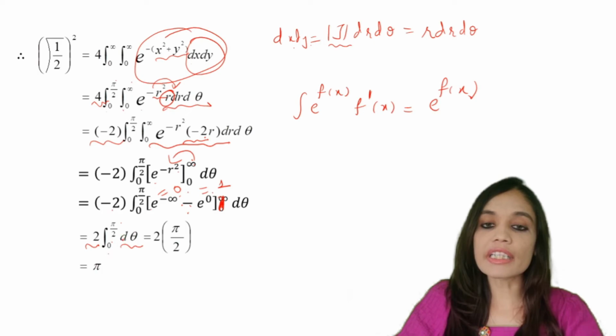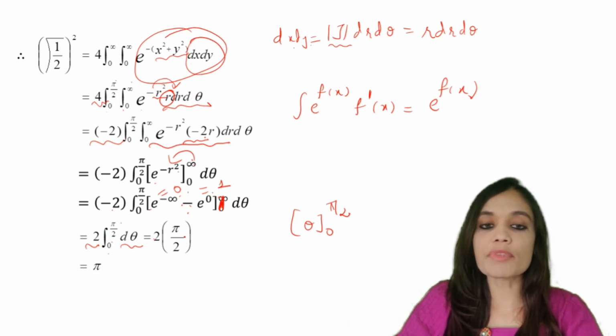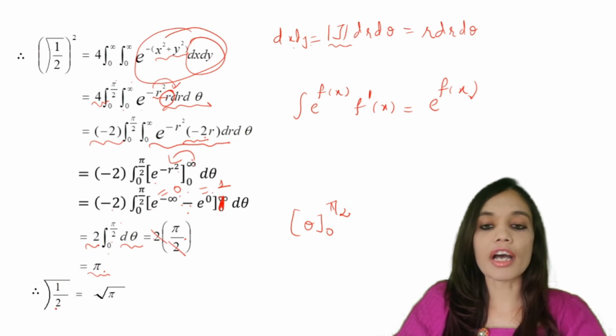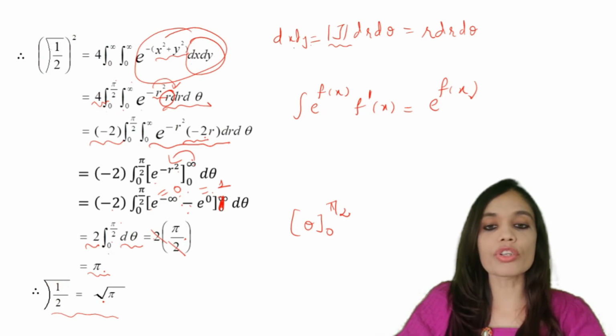Now we know the integration of 1 d theta will be what? Theta, and your limits are 0 to pi by 2. So what will we get? 2 times pi by 2 after putting the limits. These two will get cancelled out. So the final answer is what? Pi. So gamma half whole square is equal to pi. From this we can say that gamma half is equal to root pi. So we have proved our property, that gamma half is equal to square root pi.